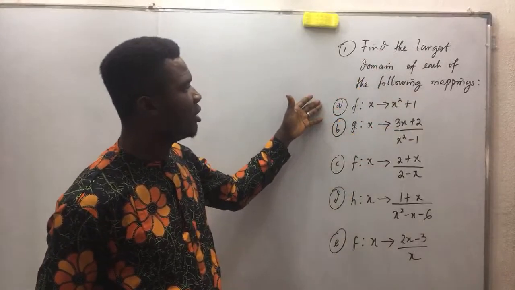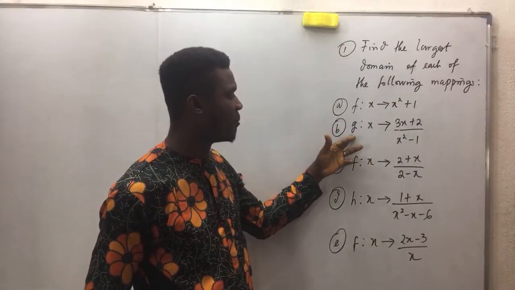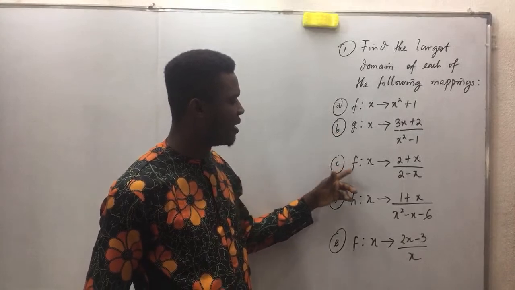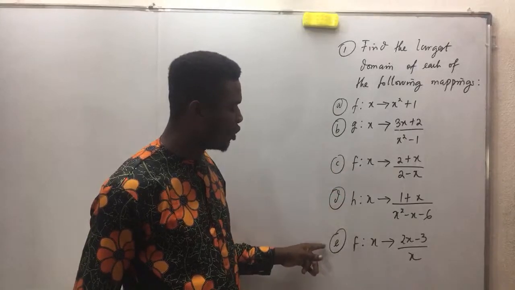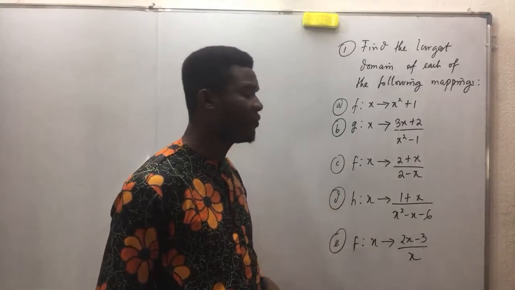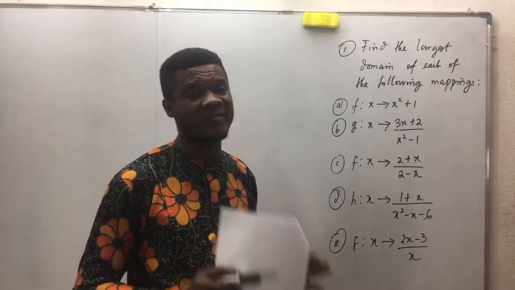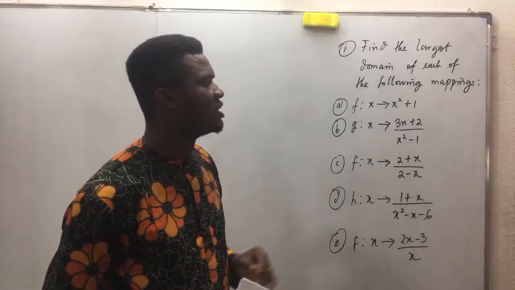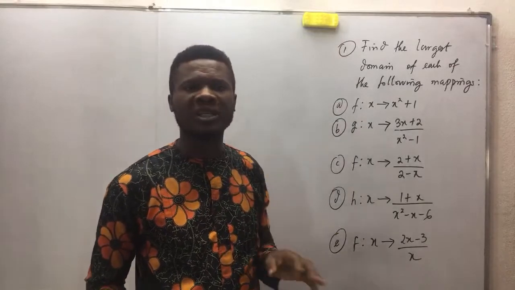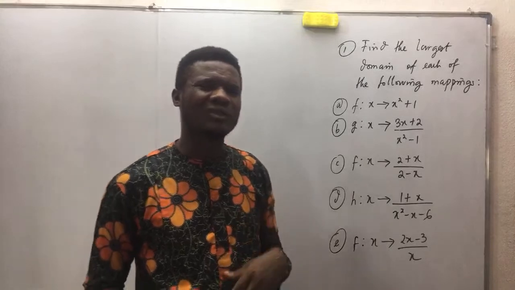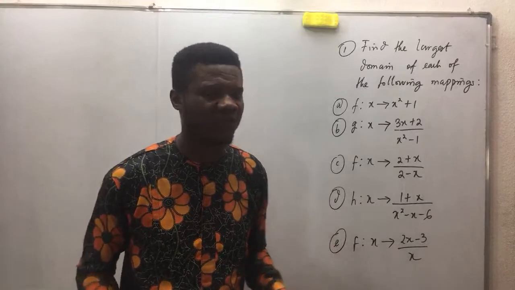In question 1a we have a mapping F. In question 1b we have another mapping G. In question 1c, in 1d we have a mapping H, and in 1e we have another mapping F. All of them describing different relations, different mappings, different functions. So, what is the interest of these questions? The task is simple. We are to obtain the domain, or rather to specify the domain. So the proper language is to specify the domain.